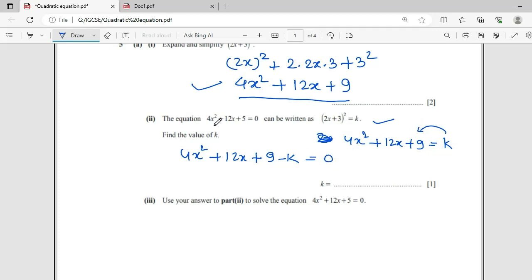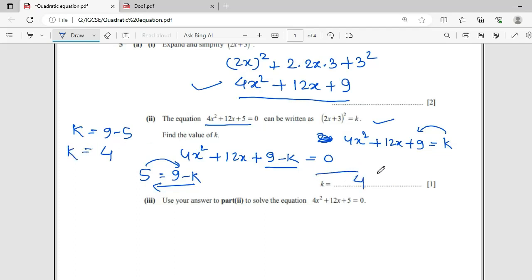Now if we compare both equations, 4x² + 12x + 5 and 4x² + 12x + 9 - k, that means from equation 1 and 2, we can write 5 is equal to 9 minus k. So k is negative; this is the variable and this is the constant, so we bring it to one side, minus k will become plus k, 9 minus 5, which is 4. So k is equal to 4. So our answer in this case is 4.